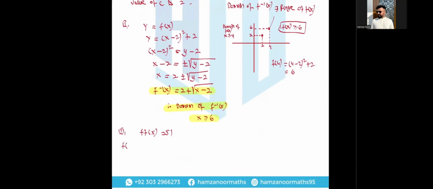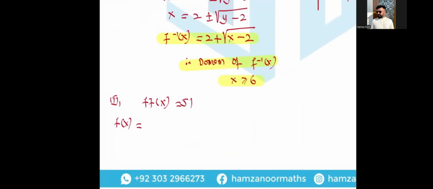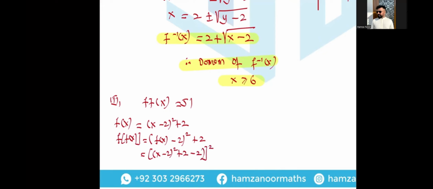First of all, I'm going to make the composite function f(f(x)). So the f(x) function is basically (x minus 2) whole squared plus 2. f(f(x)) composition means that in the f(x) function, the input will be f(x) itself. So (f(x) minus 2) whole squared plus 2, which means ((x minus 2) whole squared plus 2 minus 2) whole squared, and then plus 2 in the end. So this 2 and minus 2 inside cancel out. So (x minus 2) squared is whole squared. This means (x minus 2) is raised to the power of 4, and then plus 2. This is basically the f(f(x)) function.